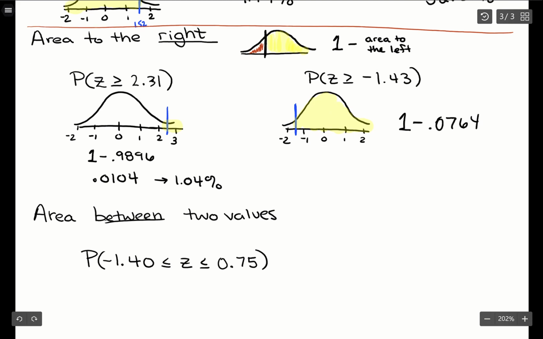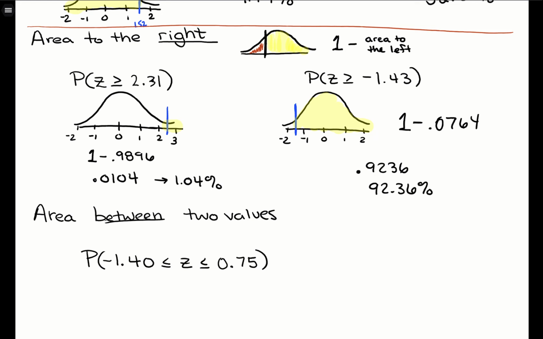And plugging that into the calculator, we'll get out a 0.9236. So a 92.36% chance, which is a large probability, lining up with the picture we drew. So that's how we do calculations for area to the right whenever you want at least, or larger than or equal to, or just larger than. You'll have to do this 1 minus and then use the value from the table.